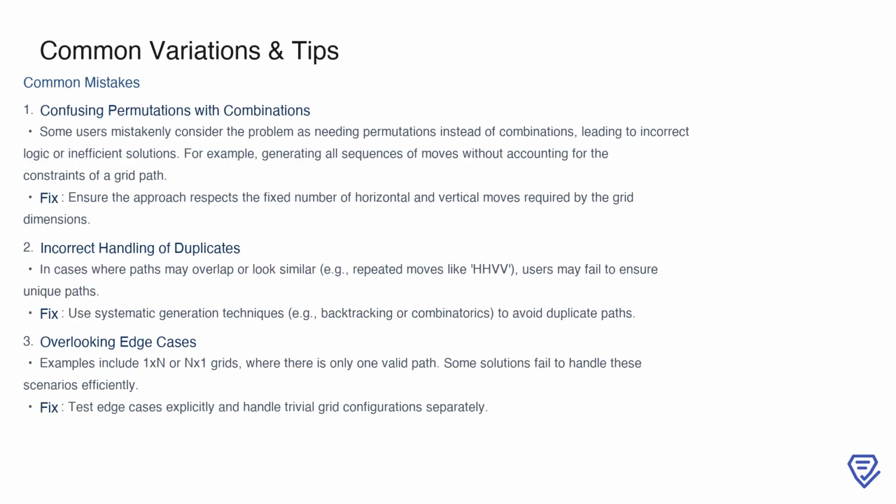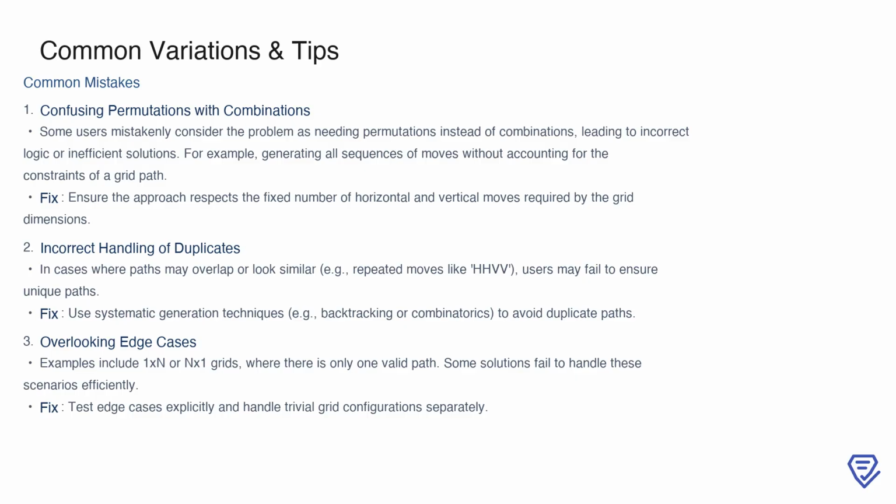When solving this problem, there are a few common mistakes to watch out for. First, many confuse permutations with combinations. Remember, permutations consider the order of all elements, while combinations focus on selecting elements without regard to order. For our problem, the task is to respect the constraints of the grid, which means sticking to the required number of horizontal and vertical moves. Generating all possible sequences without considering these constraints leads to inefficient or incorrect solutions.